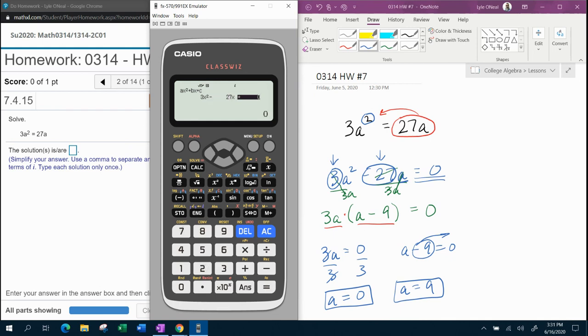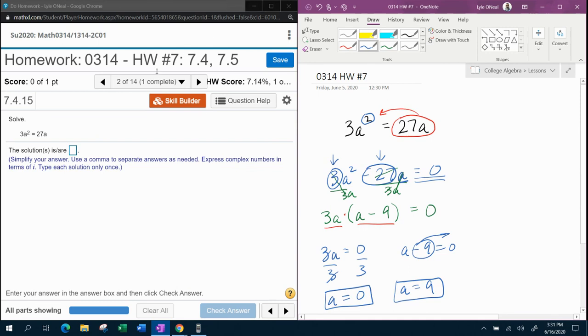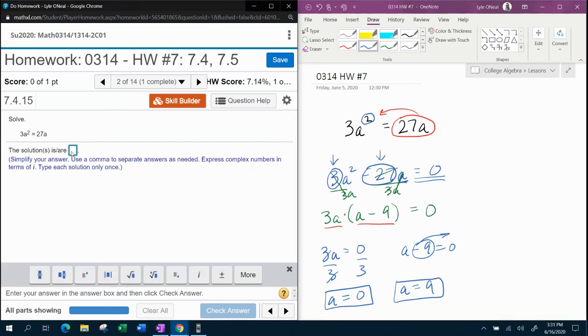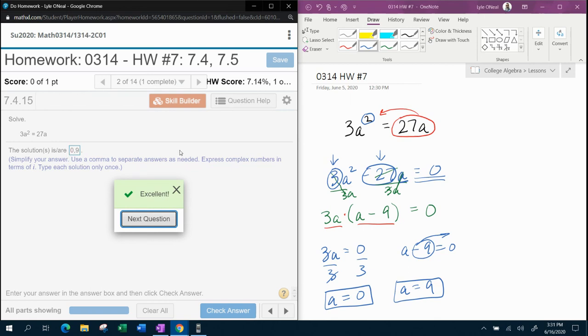And there is no constant. There's no number without a variable. So we're going to use 0 and equals. And then if I hit equals again, we can see x is 9. And if I hit equals again, we can see x is 0. So the calculator does verify those solutions. And again, it doesn't matter what order you put them in. So 0 and 9. And we're done.